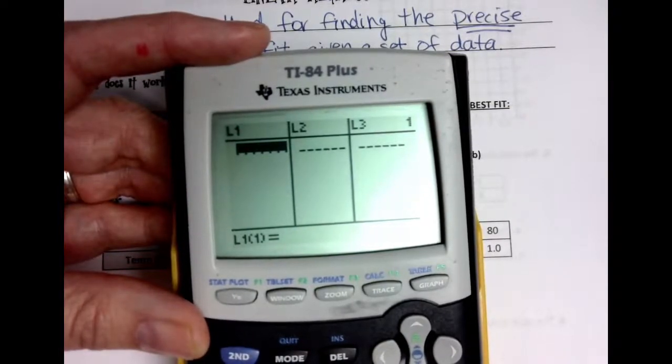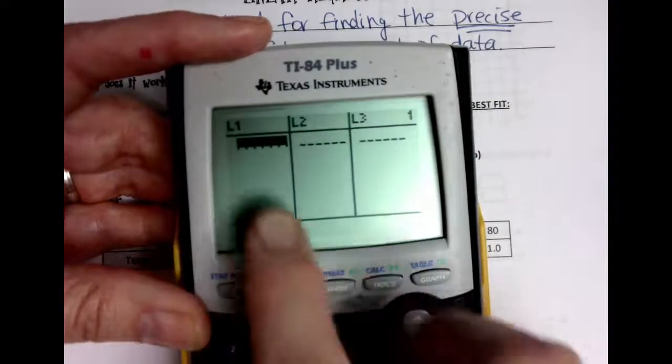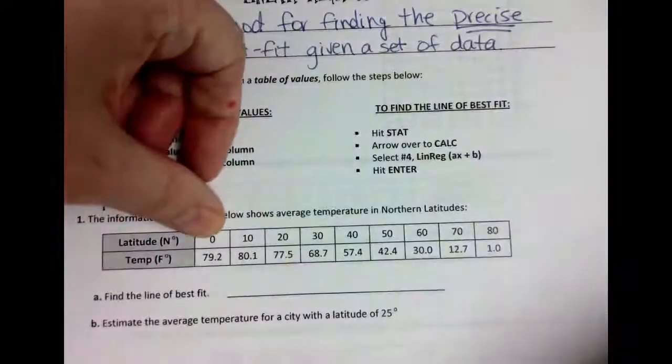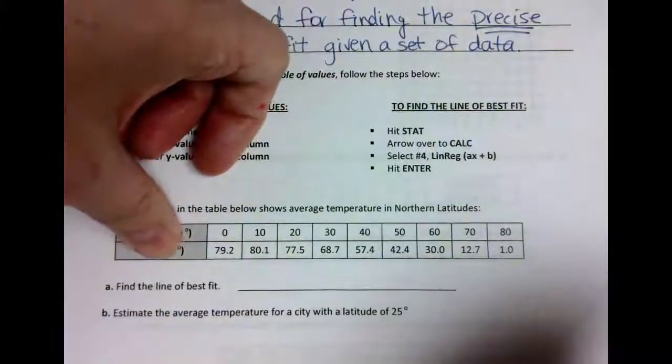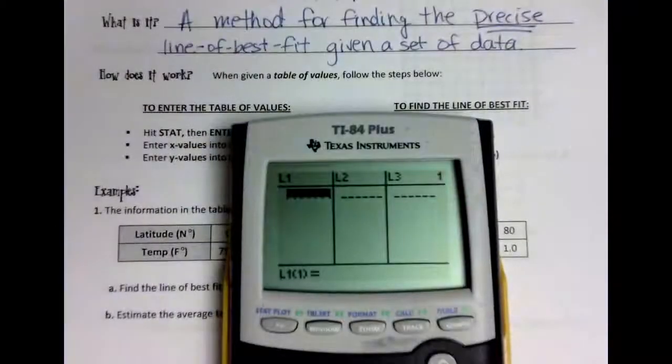Okay, if you have an L1, under L1, start putting the numbers of the latitude, and under temperature, under L2, put your numbers of temperature. So that's not your fault, obviously. It's that it has been erased, so I'm going to reset your calculator. Push Stat again. And you should have an L1 and an L2.